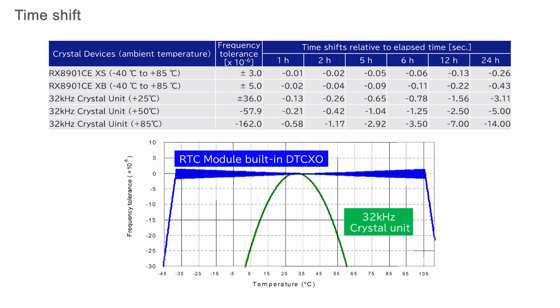With an RTC module with temperature compensation function, for example, after 24 hours, the time deviation will be within 0.5 seconds. In other words, if time correction is performed once a day, the time error can be kept to within 0.5 seconds. If there are no problems with the system, the sleep mode time can be extended, contributing to lower system power consumption.